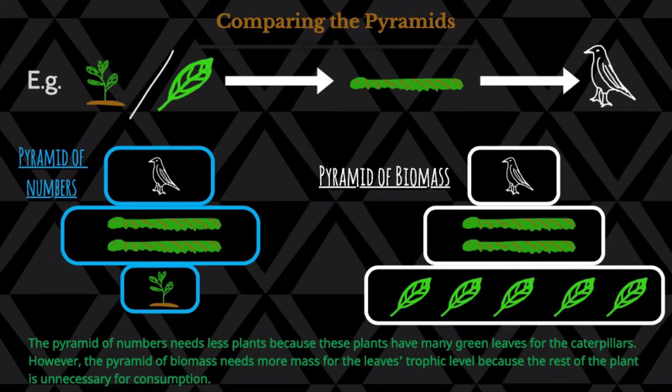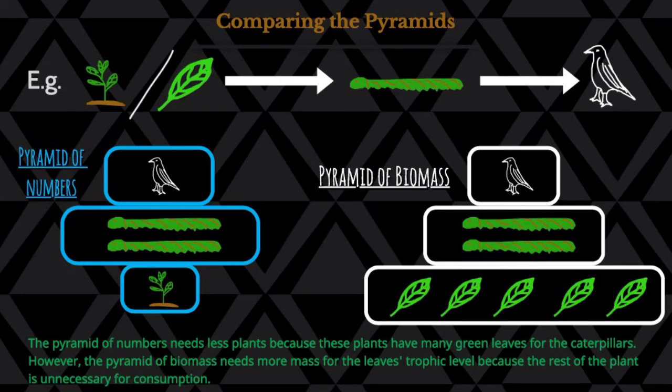So if we have a tree, it means for the pyramid of numbers we just need one tree. But for the pyramid of biomass, we're not going to use the whole tree, because it's not the whole tree that is eaten by the giraffe. It just needs the leaves. So we take the dry mass or the biomass of the leaves. That's the one we use for the broader part of the pyramid of biomass. We use the leaves because that's what the giraffe is going to consume.